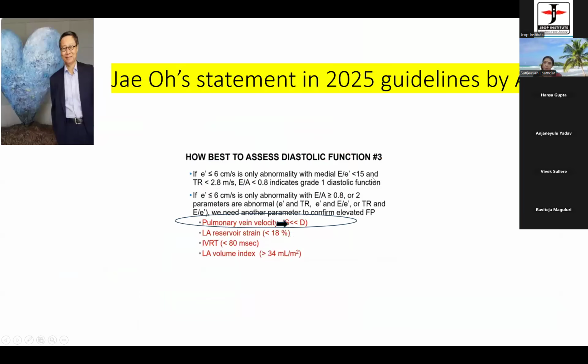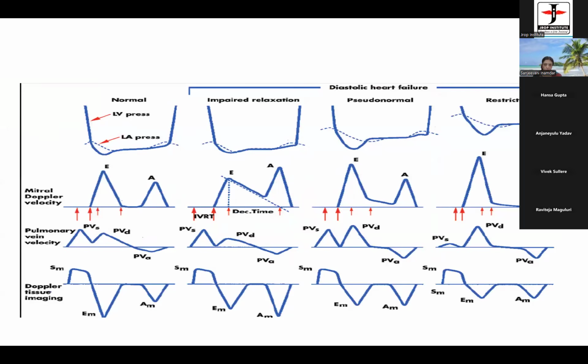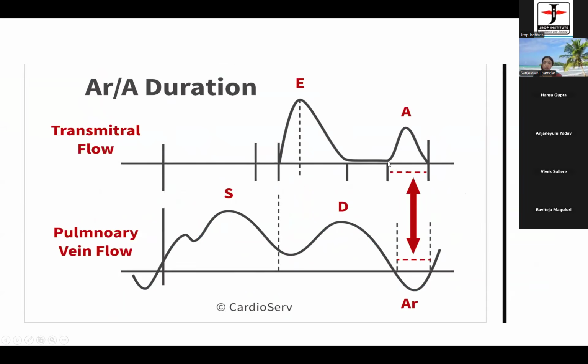Dr. Sanjeevani, I'm just interrupting. Can you just go back and explain them this A and AR difference? What is it? A difference. Whenever A has to be less, A duration has to be less than AR because AR is a small flow backward. Yeah. So it is the difference.